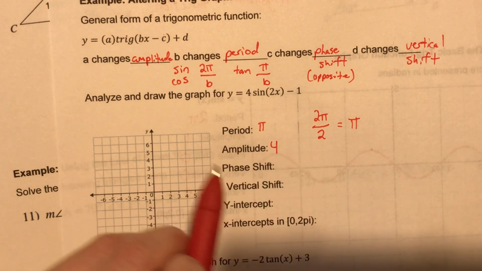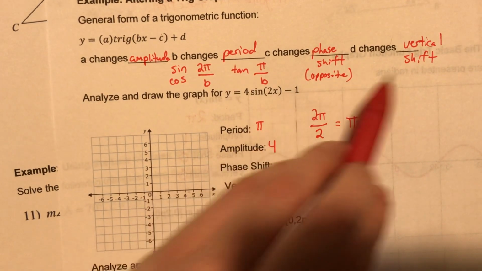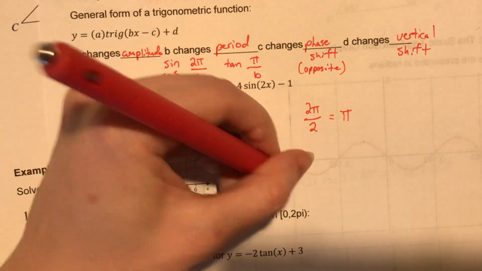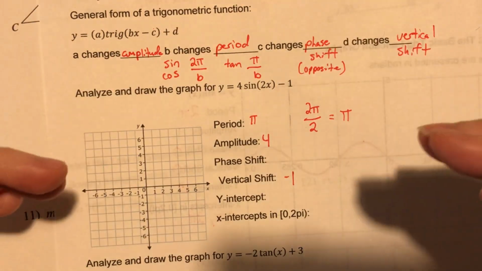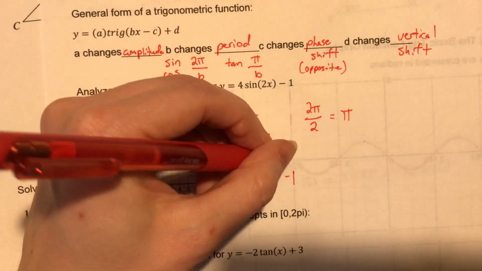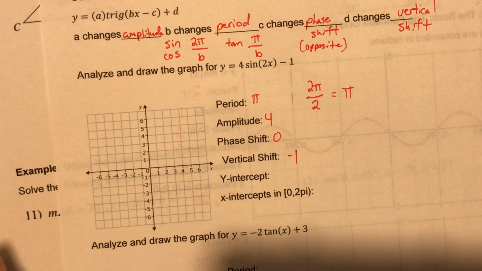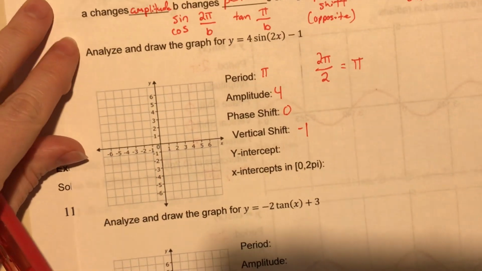Then I see that I have a -1 outside the parentheses. That means that's a vertical shift of -1. We're going to move this graph down 1 from where it typically is. There's no c value, so the phase shift is 0. And then we'll figure out y-intercept and x-intercepts later. So let's start thinking about this.